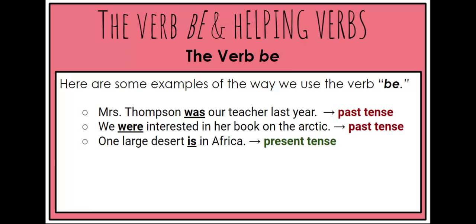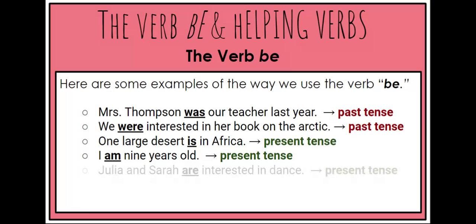One large desert is in Africa. Here, desert is a singular subject, and it's in the present tense, so that is why we use is. I am 9 years old. This is present tense, and so we use the form of to be am to go with I. Julia and Sarah are interested in dance. Julia and Sarah would be a plural subject because it's two girls. Are is the form of the verb that we use for plural subjects in the present tense.